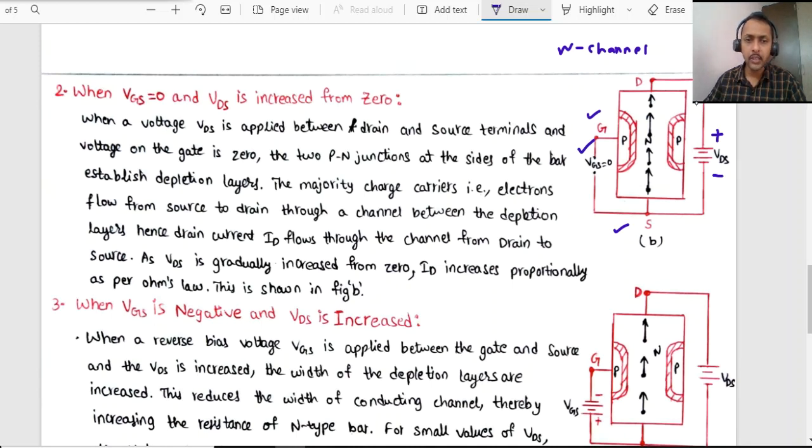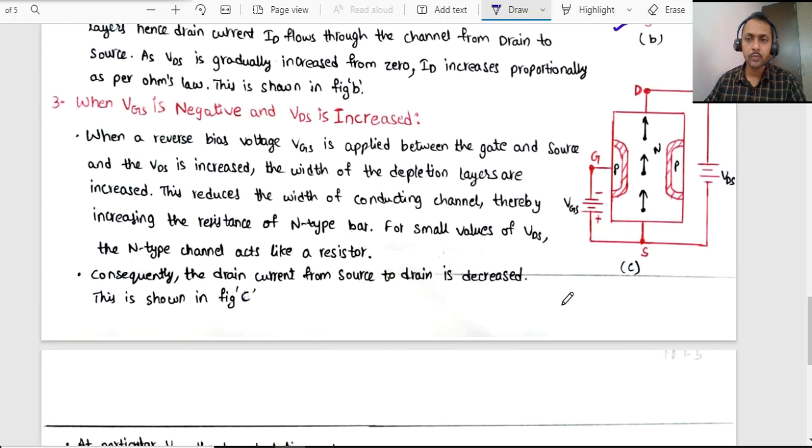Now the other possibility is that VGS is made negative. So this is P type and you are connecting negative here, and this is an N channel MOSFET. This is already N type and you are connecting it to the positive. Now the gate junction is reverse biased, but VDS is forward biased, right?